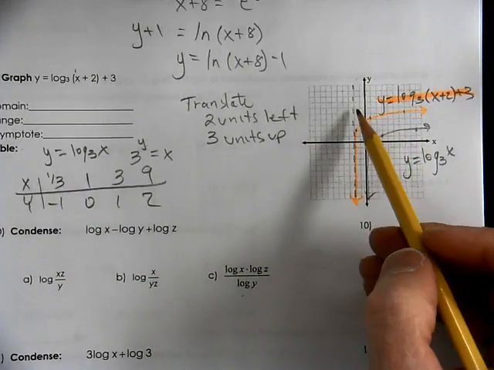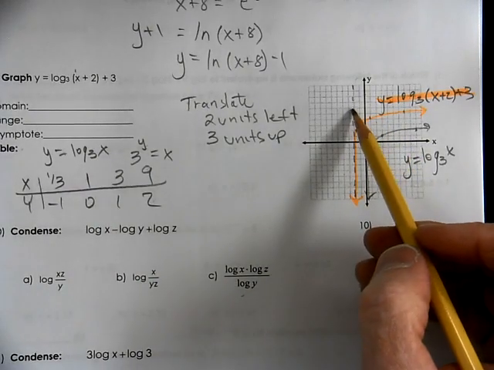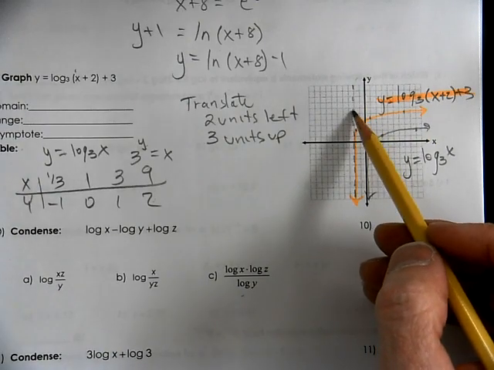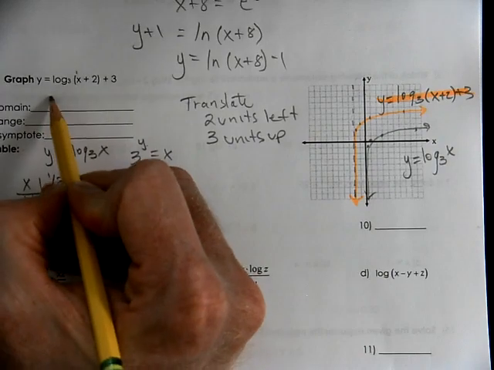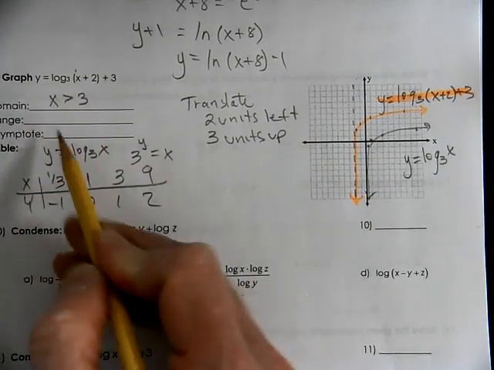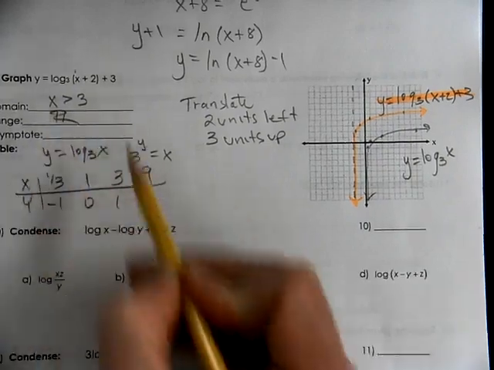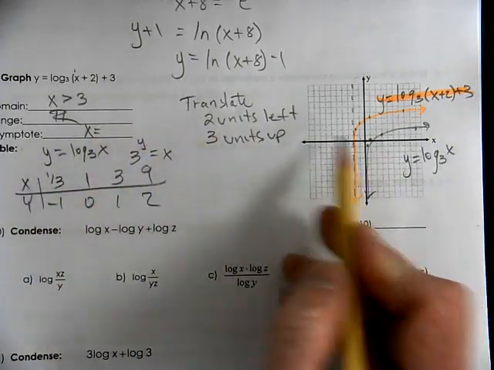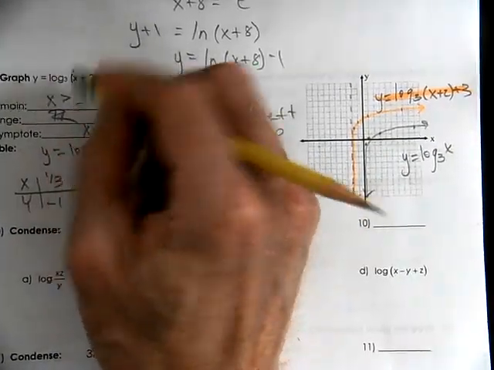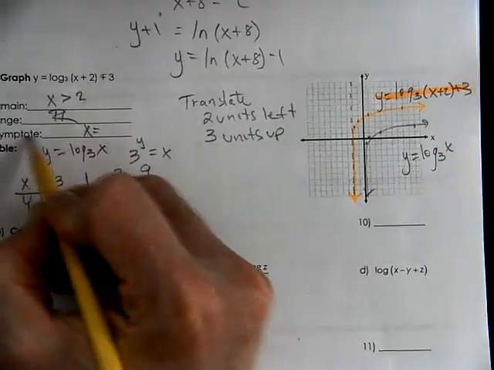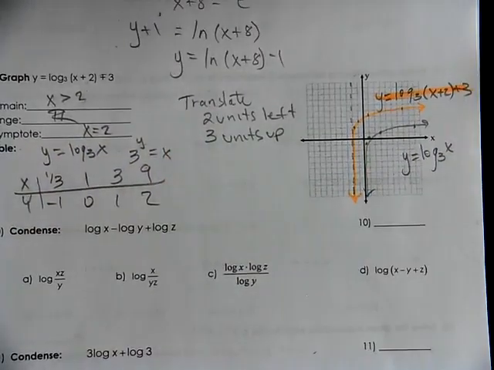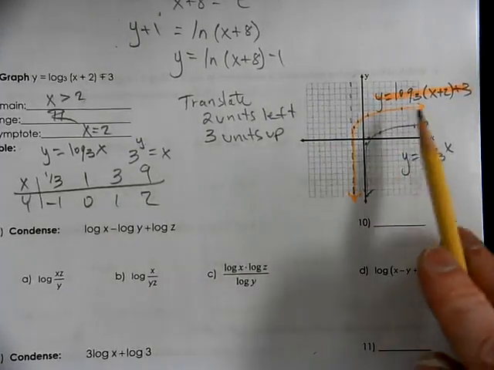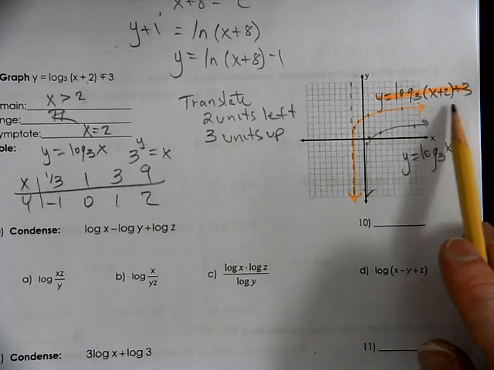So my domain is greater than 3. x is greater than 3. My range is all real numbers. The asymptote is, oh, it's not 3, it's 2. Sorry, thanks. My asymptote is 2. The translating up doesn't affect the range. It goes down forever and it slowly goes up forever.